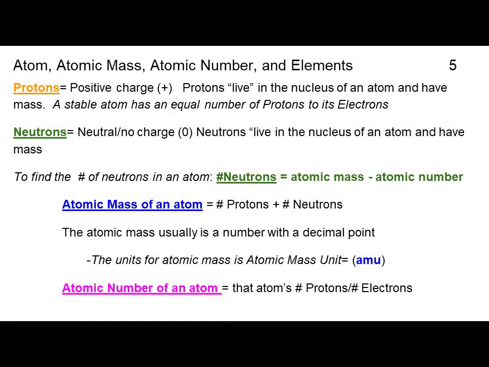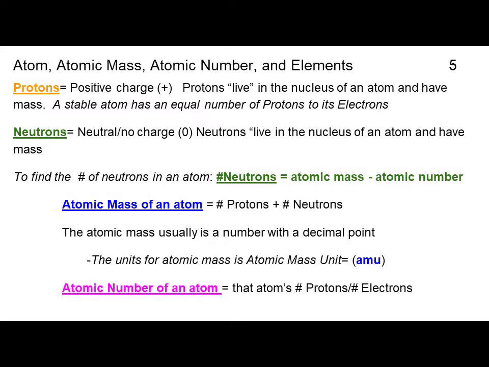Atom, atomic mass, atomic number, and elements. Protons equal a positive charge, as we said before. Protons live in the nucleus of an atom, that's in the middle, and have mass. That means they take up space. A stable atom has an equal number of protons to its electrons. Remember that. If you have 5 protons, that means you have 5 electrons. If you have 10 protons, that means you have 10 electrons. Protons always equal the same number of electrons.